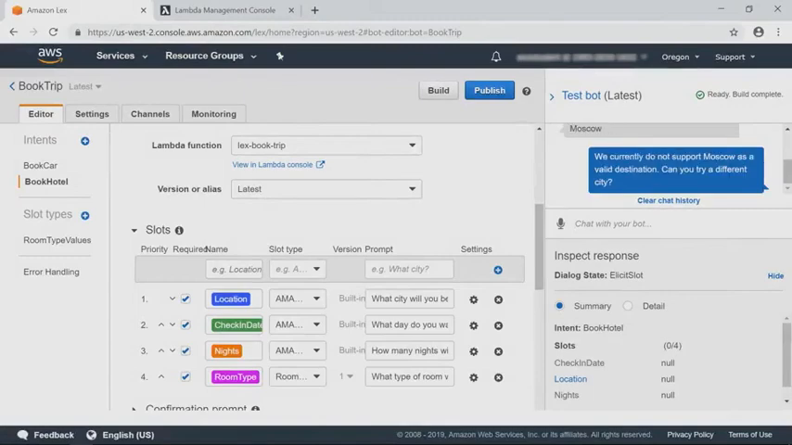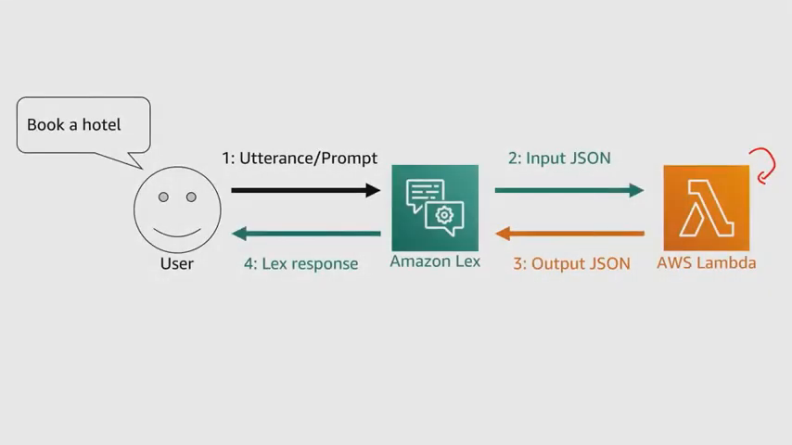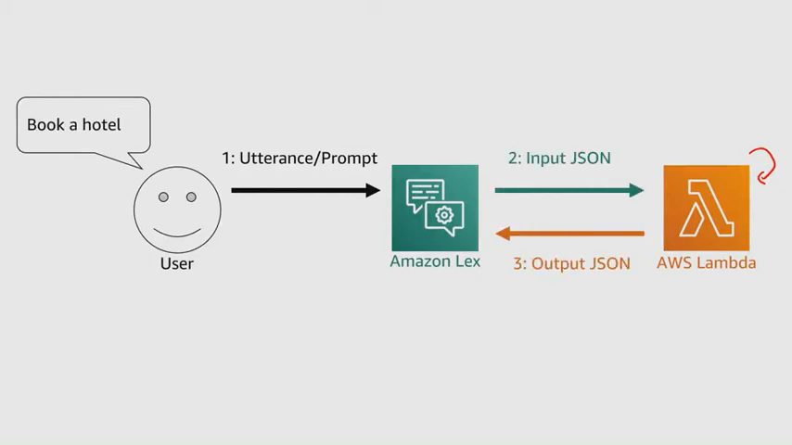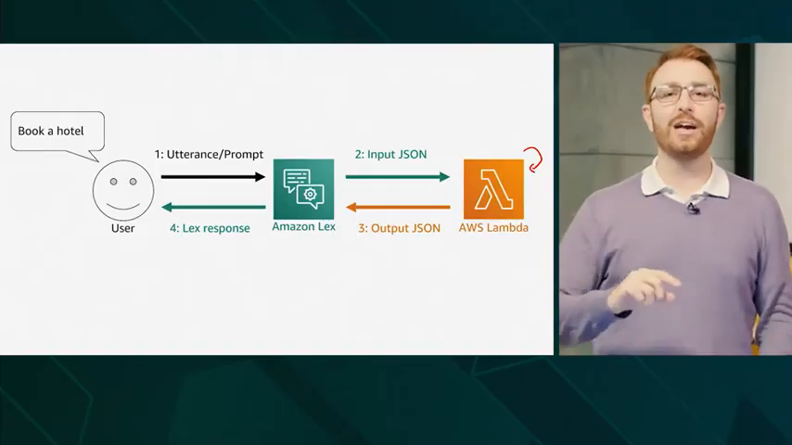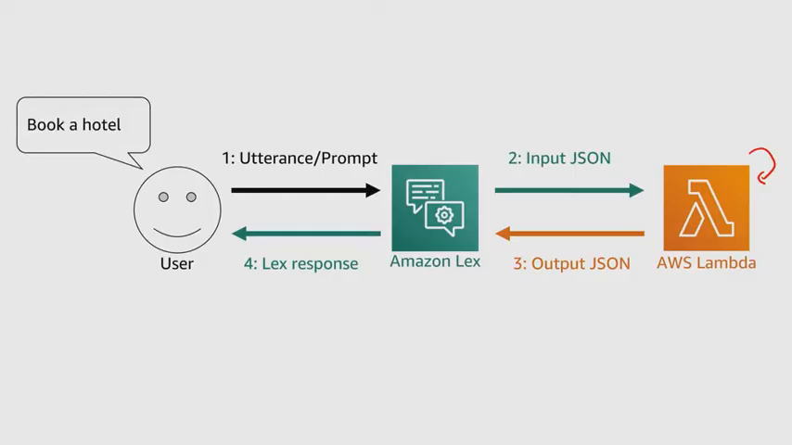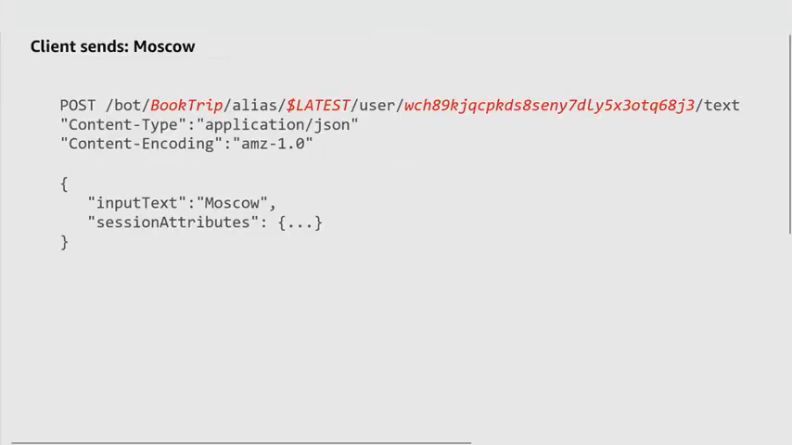Let's go back to our diagram now. What did I just do? Well, I've just sent a prompt into Lex. I just fulfilled the slot. It is the exact same 4 steps that will need to happen again here. Let's take a look at all of those 4 interactions' payloads, and then we're not going to really come back into this diagram. So the next section is the client sends Moscow.